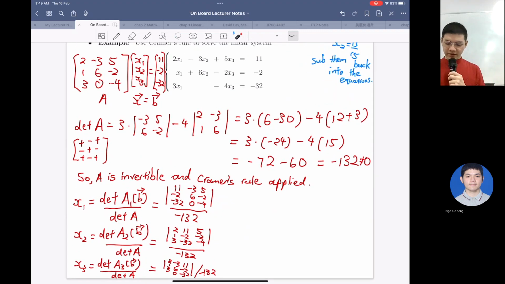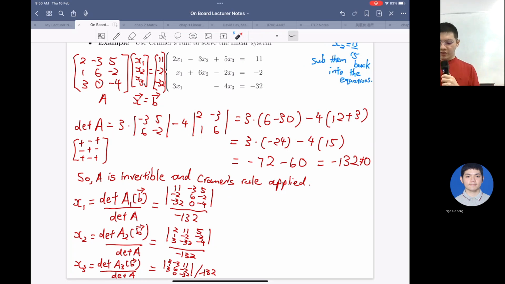So how to use Cramer's rule? For x1, you replace the first column vector of A with B, and then compute the determinant, divide by the determinant of the original A, and then you will get the answer. For x2, you find the determinant of the matrix A where the second column gets replaced by B, and then divide by the determinant of A. For x3, you replace the third column of the A matrix with the B vector, and then compute the determinant, divide by the determinant of A.